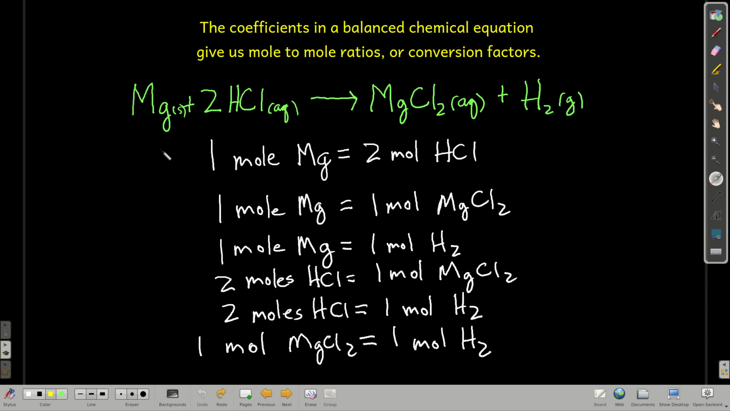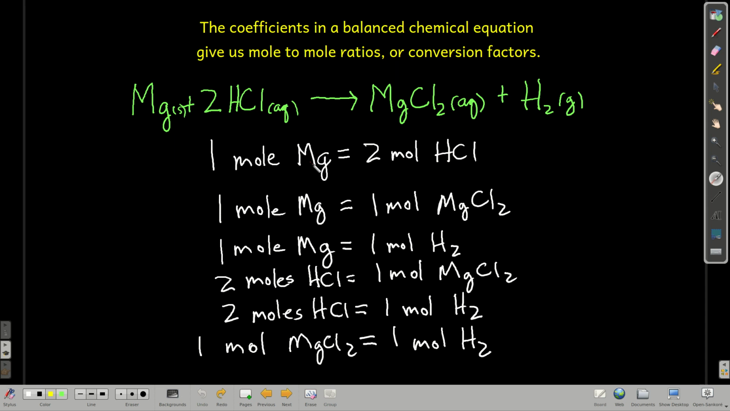off the balanced equation. But what these coefficients say is 1 mole of magnesium reacts with 2 moles of hydrochloric acid to produce 1 mole of magnesium chloride and 1 mole of hydrogen. So we get these conversion factors here. Look at them and see these numbers here. These are the coefficients. So 1 to 2 mole to mole ratio.